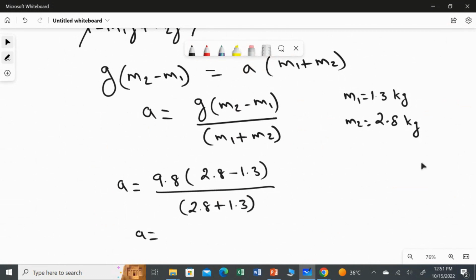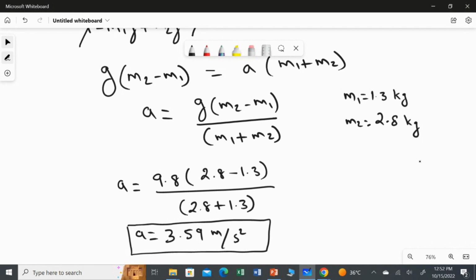So what will be the answer? Take your calculator. 9.8 multiplied by 2.8 minus 1.3 over 2.8 plus 1.3. What's the answer? I got 3.59, and the unit for the acceleration is meter per second squared. That means on both sides the acceleration of the block is 3.59, because both are connected with the same cord. Am I right? So the acceleration of both blocks in the system has the value 3.59.